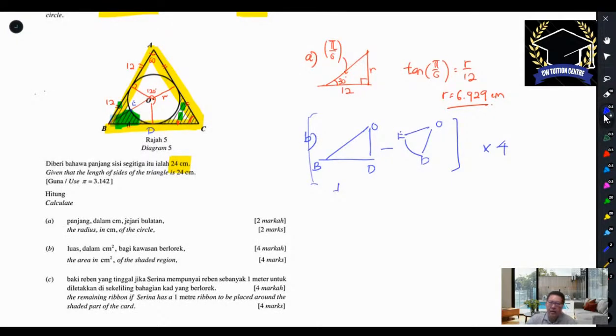Area is half times base. Base is the 12 times the height. Height is the radius 6.929. You minus the half R square.